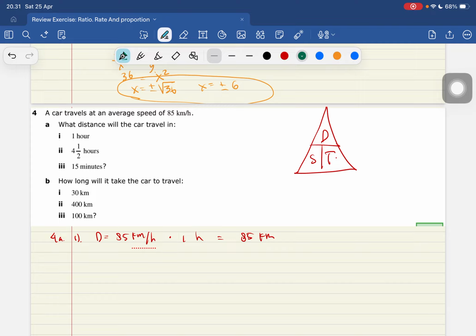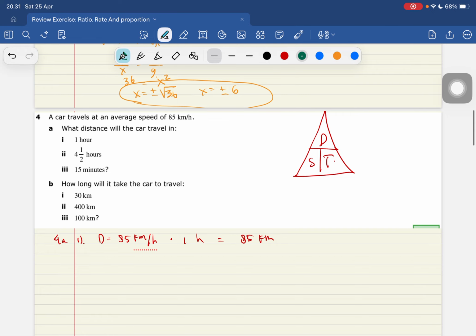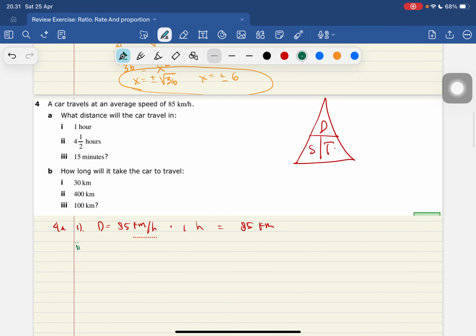Next, 4.5 hours. So here is the second, the distance equals 85 km per hour, multiplied by 4.5 hours. So we got 382.5 km.